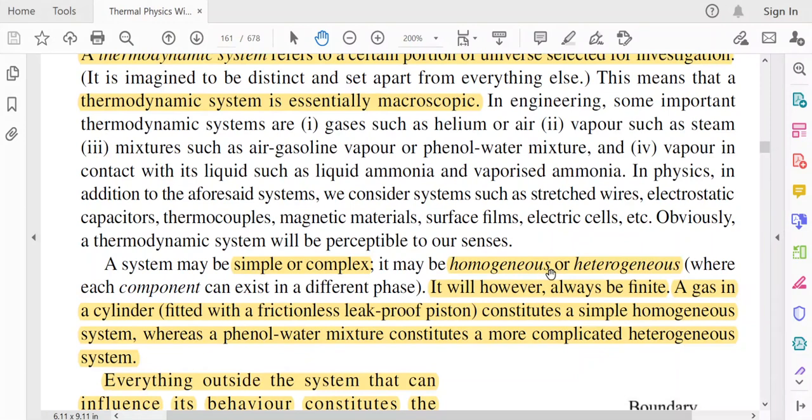Now, what is a homogeneous system or a heterogeneous system? Suppose there is some gas in a cylinder and this cylinder is fitted with a frictionless leak-proof piston. Such a system constitutes a simple homogeneous system. So in a homogeneous system there is no mixture, whereas a phenol-water mixture constitutes a more complicated heterogeneous system. In a heterogeneous system, there is some mixture where each component can exist in a different phase. So these are the differences between homogeneous and heterogeneous systems.